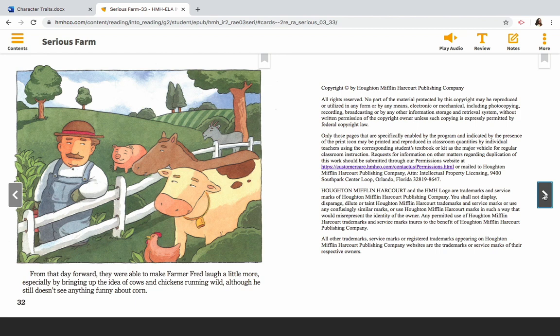Okay, that was a pretty good story. I like that one. So, what I want you guys to do now is draw a picture of your favorite character from the story, okay? And then on one side of the paper, I want you to write the word internal, and on the other side, I want you to write the word external.